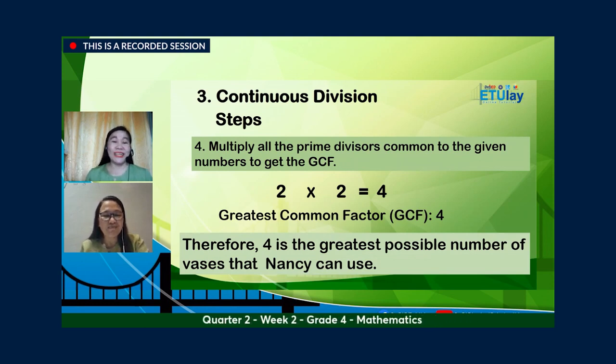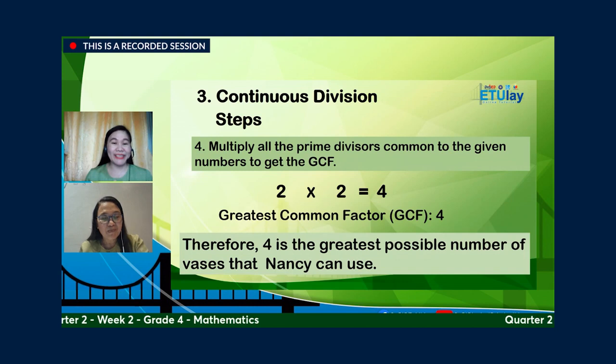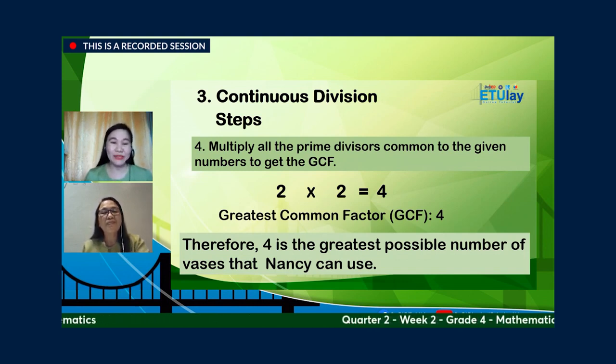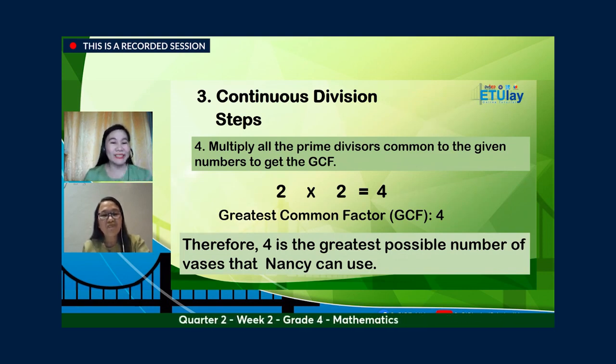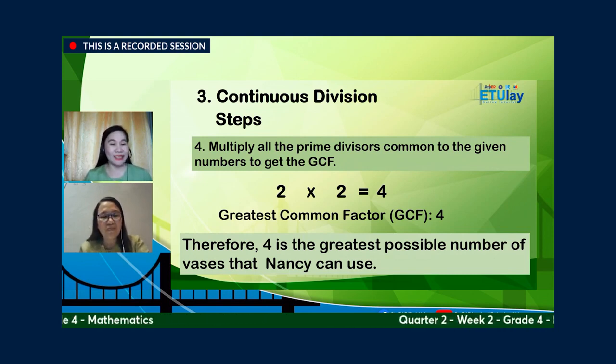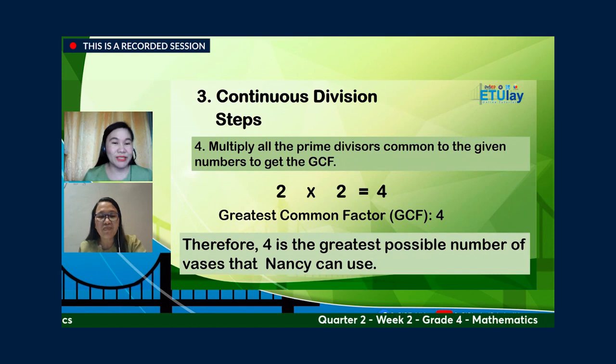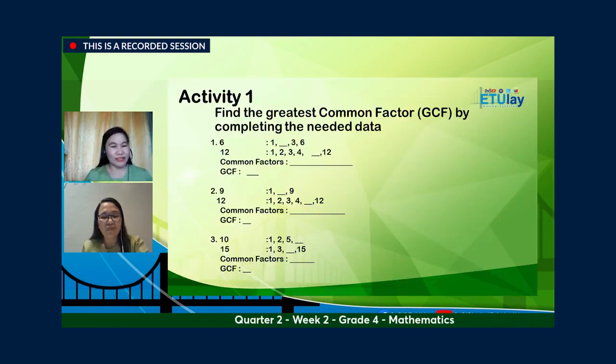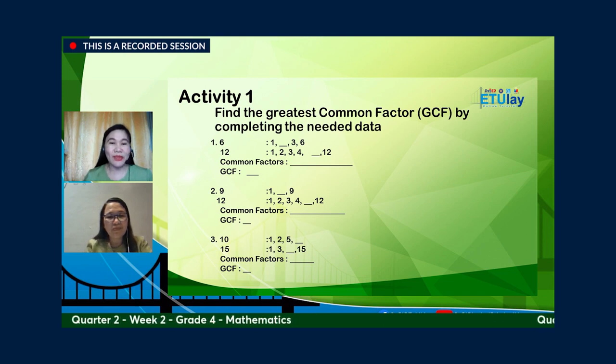Yes. So, nalaman na natin yung different methods to apply in getting the GCF. So, again, we have listing method, prime factorization, and the third one is continuous division. Okay. So, i-apply natin isa-isa sa bawat activity na ating gagawin. So, let's proceed. Activity 1. So, find the greatest common factor by completing the needed data.